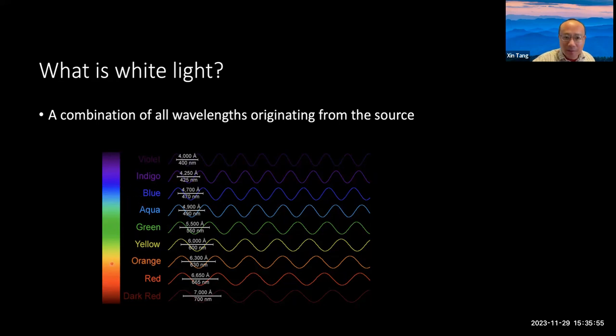Okay, in the visible light spectrum, the high energy part is the violet, and then it gradually decreases through indigo, blue, aqua, green, yellow, orange, red. So the energy actually decreases. This energy is linearly proportional to the frequency, but inversely proportional to the wavelength. So as the light becomes more and more red, the wavelength gradually increases and the energy gradually decreases.